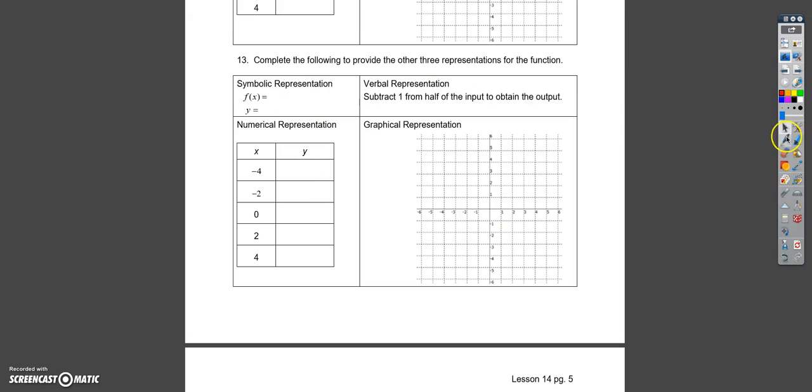Okay, 13. Same thing. Except they gave us the verbal representation. So we have to come up with the symbolic. So subtract 1 from. So that means we're going to say -1 from something. Half of the input to obtain the output. So half of the input would be half of x. And to obtain the output would be the equal. So symbolic: 1/2 x minus 1.